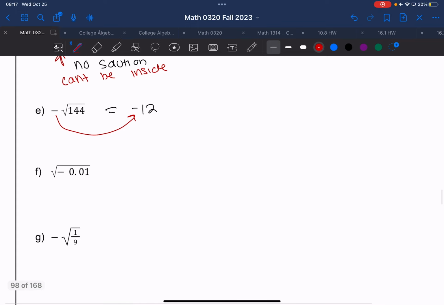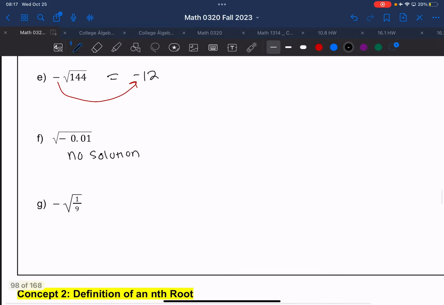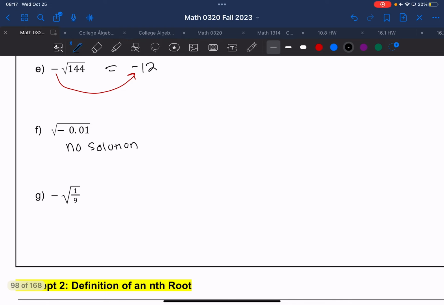What about F? What's the answer for F? No solution. Why? Negative sign. Good. This is no solution because we can't take the square root of a negative number. Would part G be no solution? No. Why? Because the negative's on the outside.